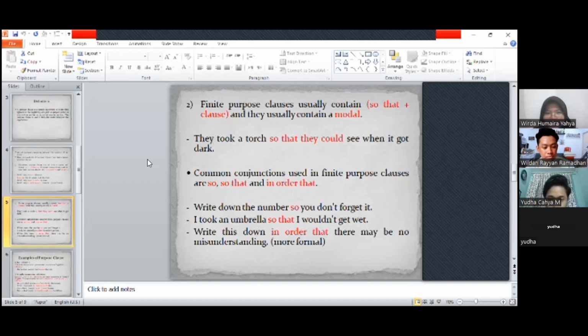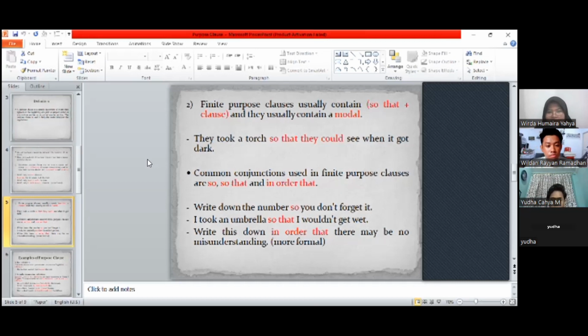So the second is finite purpose clauses. Finite purpose clauses usually contain so that plus a clause, and they usually contain a modal. For example, they took a torch so that they could see when it got dark.